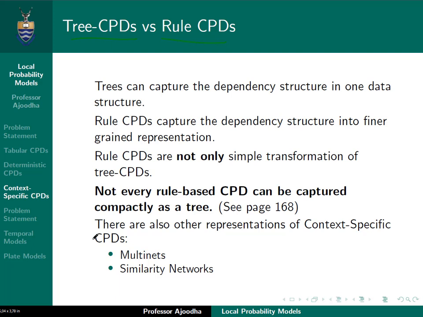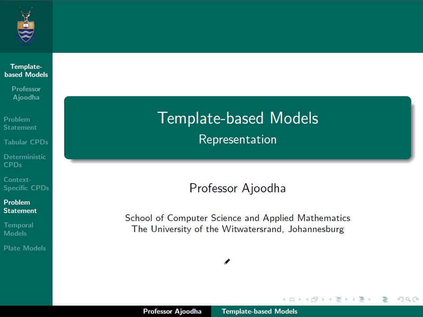All right, so I also want to say that there are other context-specific CPDs like multinets and similarity networks, and although I don't talk about them in this course, I do want you to know that there are dozens of ways of representing variables. We haven't even spoken about continuous distributions yet, and with just discrete alone, we had so much to talk about. All right, so in the next part of this lecture, I'd like to talk about template-based models.